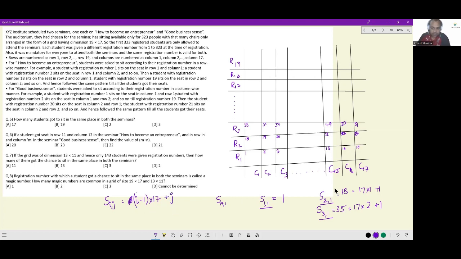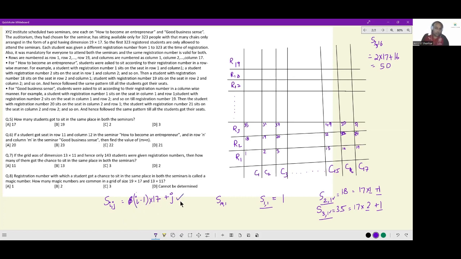Let's see the general form that we are generating. This plus 1 that we are arriving at is from the second number, and this number that we are multiplying 17 by is arriving from the first number minus 1. Let's see this row 3, column 16. So for seat 3 comma 16, the registration number of the person sitting there will be given by 2 into 17 plus 16. We are indeed getting 50 as we had previously calculated. So this expression that we have for seat i, j is (i minus 1) into 17 plus j.